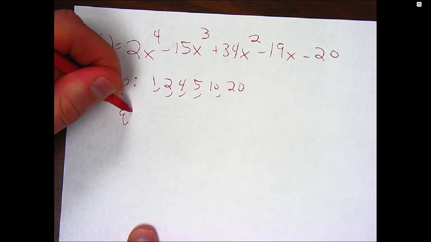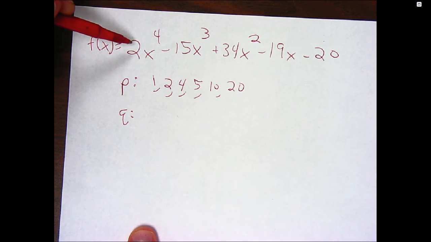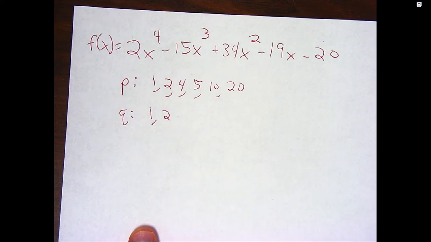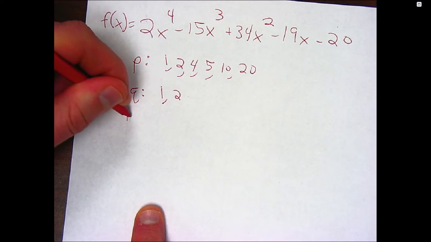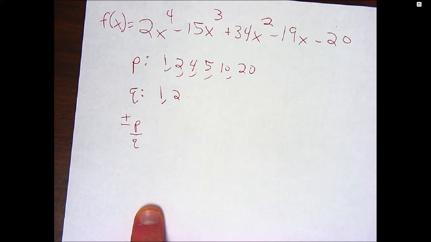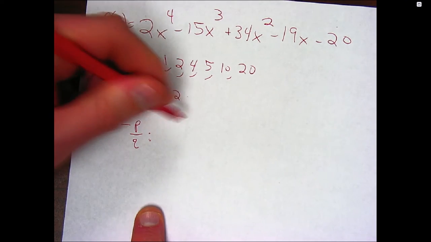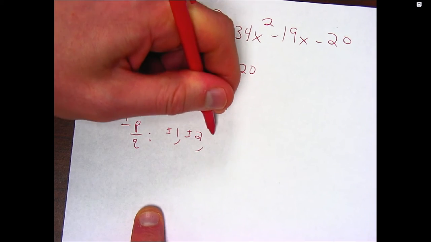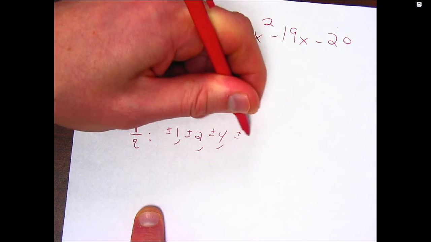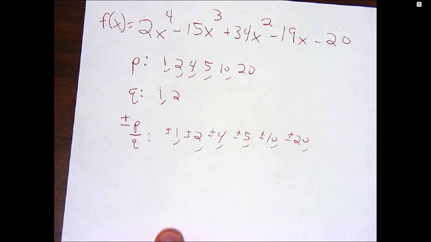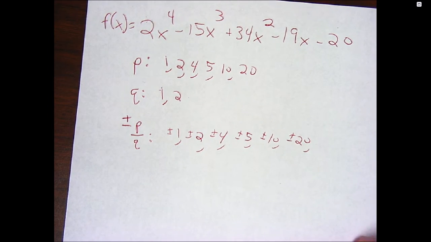And then Q will be the factors of the lead coefficient, so the number in front of the highest power. In this case, that's just 2. We're now going to make all our fractions of the form P over Q, and they can be positive or negative. So basically, we're going to have all these numbers with 1 on the bottom: plus or minus 1, plus or minus 2, plus or minus 4, and so on. And then we're also going to have all of them over 2, but you can watch and pay attention and save yourself some writing.